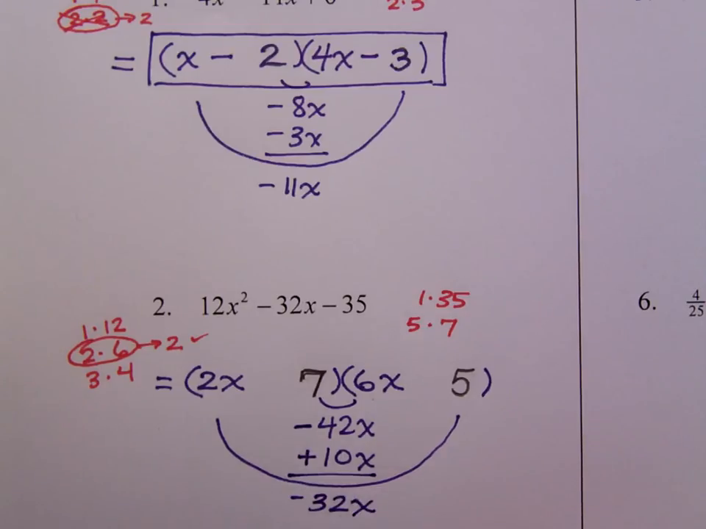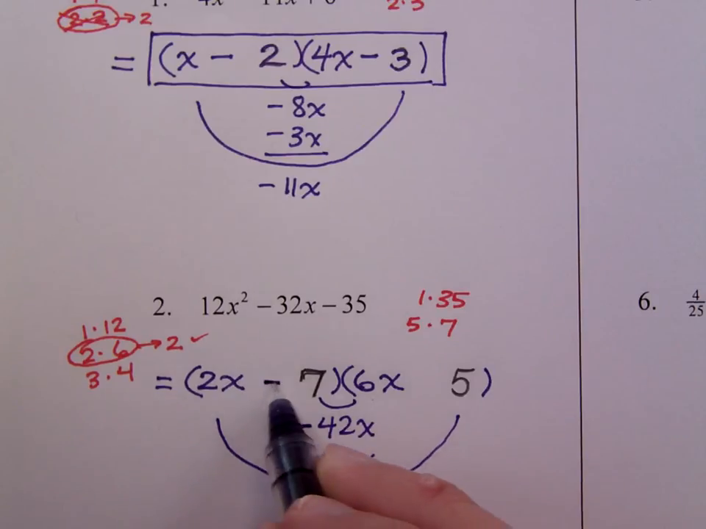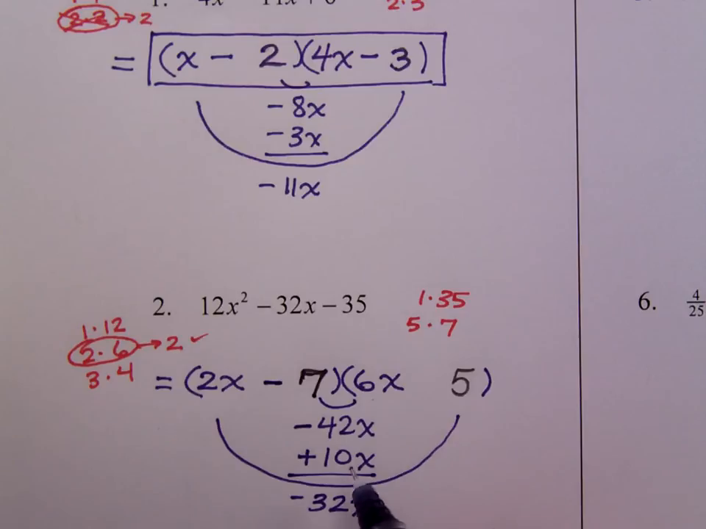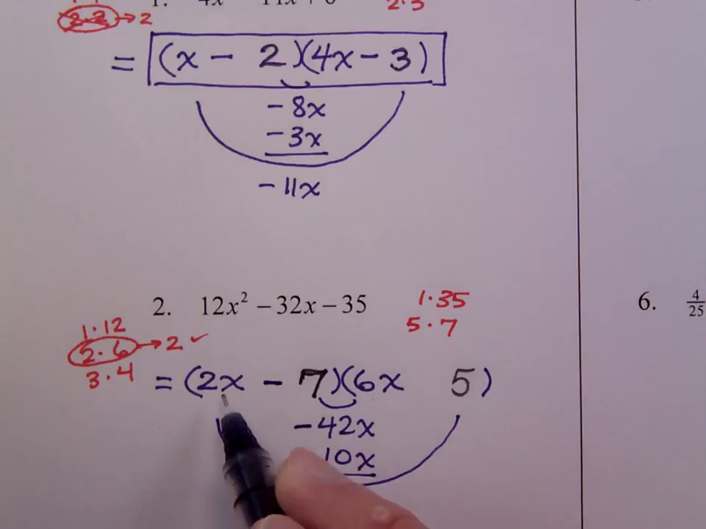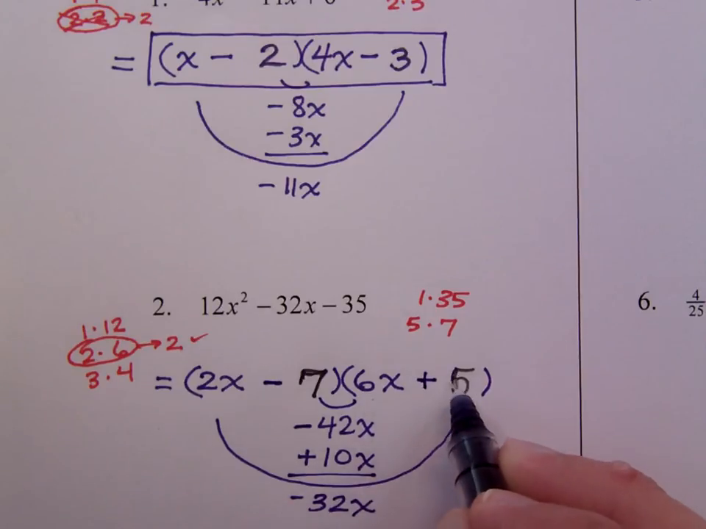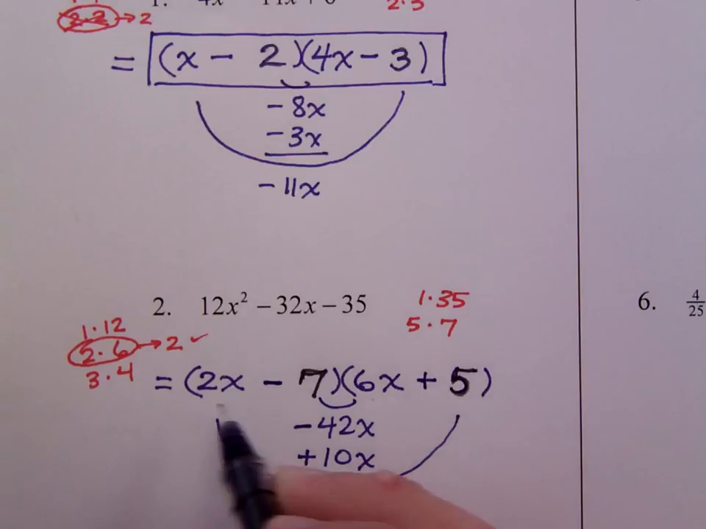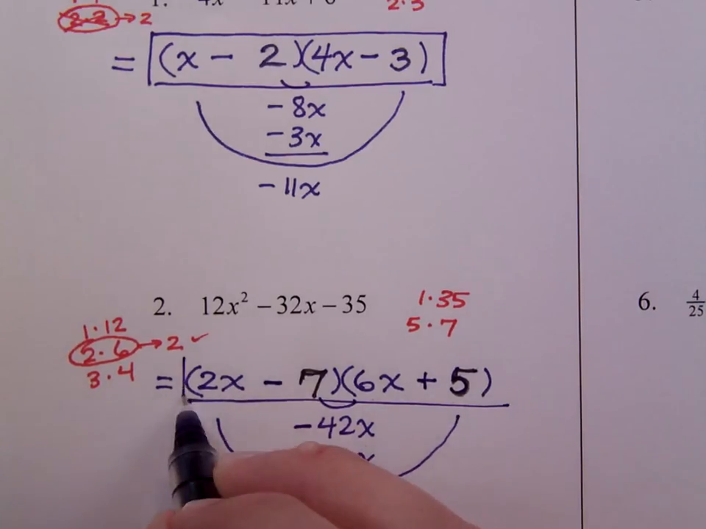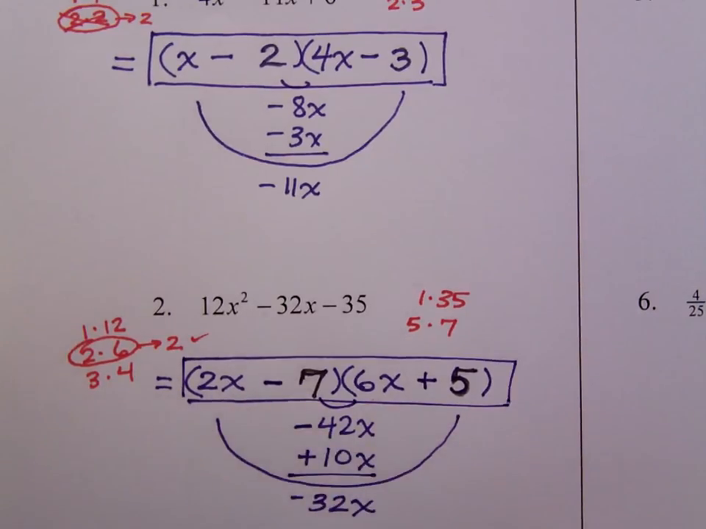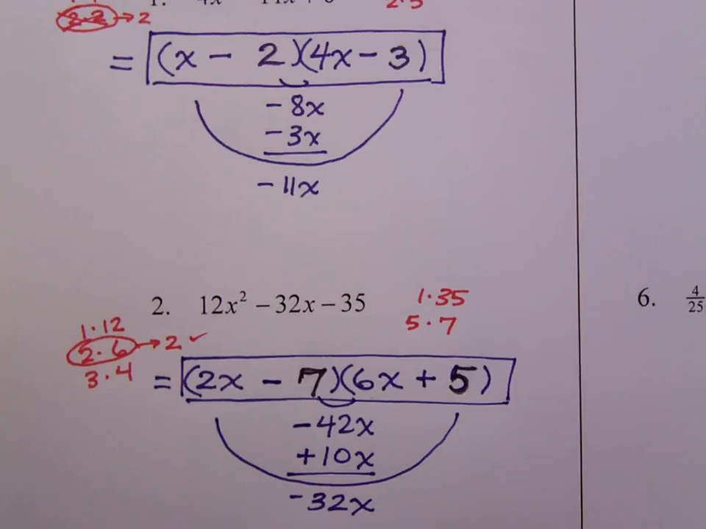So backtrack those signs. Where did you get the negative 42x from? 6x times a negative 7. Where did you get the positive 10x from? 2x times positive 5. And we're done. So if you pay attention to the tricks, you can make these problems work very nicely for you.